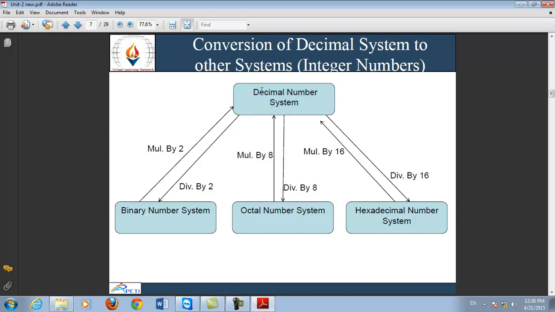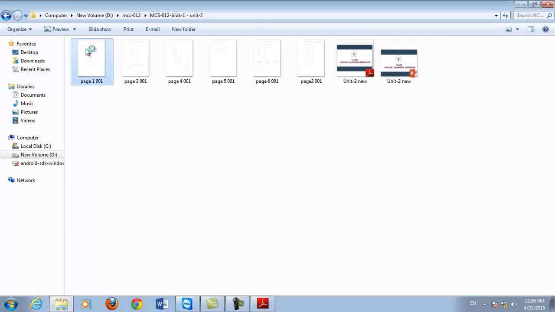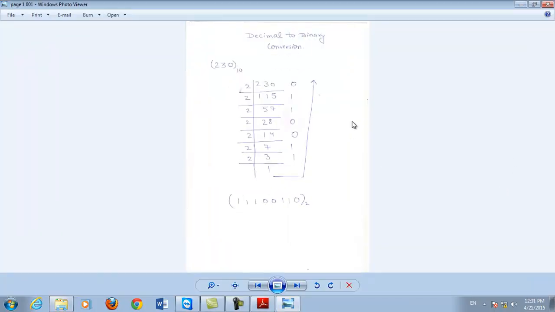Now, if you want to convert the decimal number system into the binary number system, the process is that you have to divide it by 2. If you divide it by 2, then the decimal number will be converted into the equivalent binary number. And if you want to go from the binary number to the decimal number, then you have to multiply it by 2. Now, I will give you an example. We will take a simple question. In this, you will see the process of decimal to binary conversion.